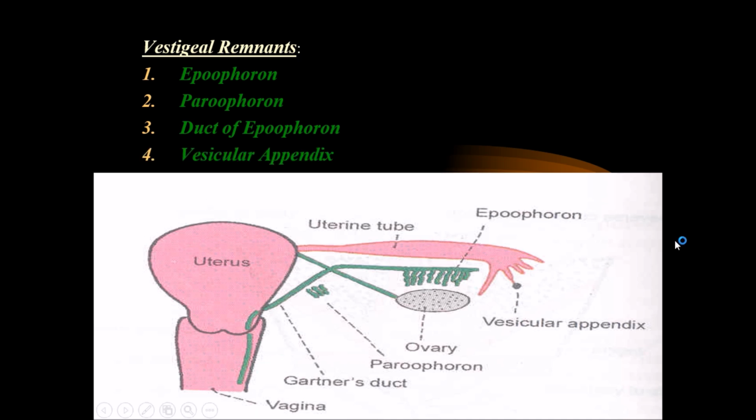If you can see in this picture, near the fimbriated end of the fallopian tube, there will be a vesicular appendix. The details about this will be dealt with when we deal with the development of the uterus, which will be a separate chapter again.